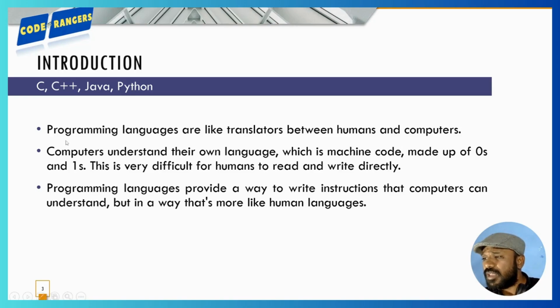And as well, you can see here's the second point. Computer understands its own language, which is machine code made up of zeros and ones. This is very difficult for humans to read and write directly. We can't work on binary code. In initial days, computer scientists worked on zeros and ones. Later, we updated to assemblers and so on. Later, we are working with programming languages now. All these we will see.